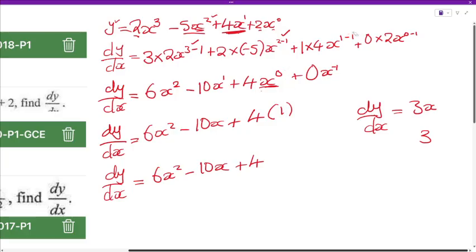That's how come sometimes I can look at a question and be able to figure out the answer. For example, this one here, I know 3 times 2 is 6, x to the power 3 minus 1 would be 6x squared. This one will be negative 10x. This one will just be 4. This one I know will convert to a 0. So this is therefore going to be our final answer. Do you have any questions?